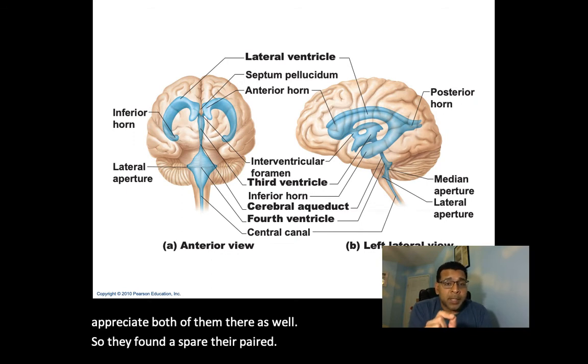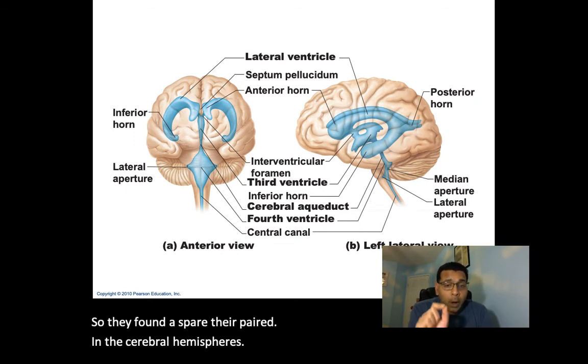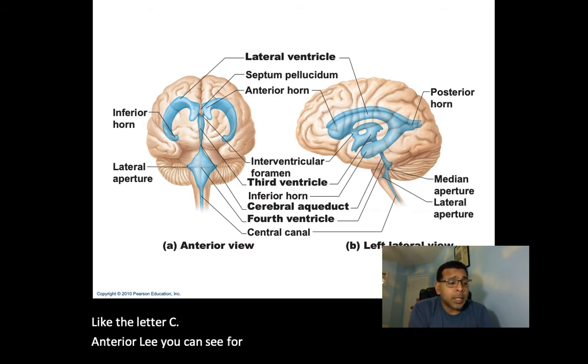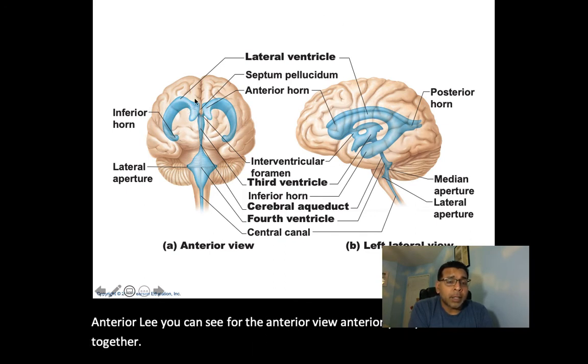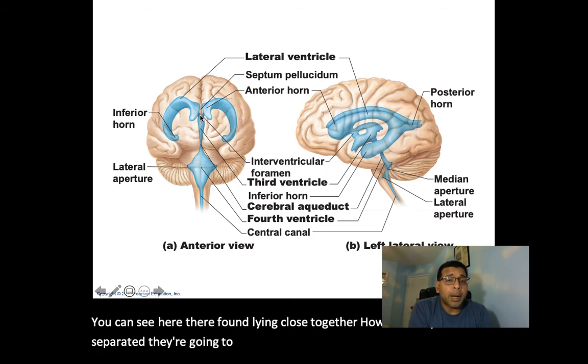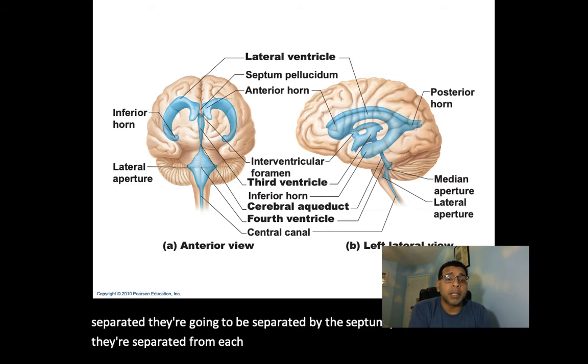They're paired in the cerebral hemispheres, large, C-shaped chambers, like the letter C. Anteriorly, you can see from the anterior view, they lie close together. However, they are separated from each other by the septum pellucidum. And we'll talk about that in a few seconds.